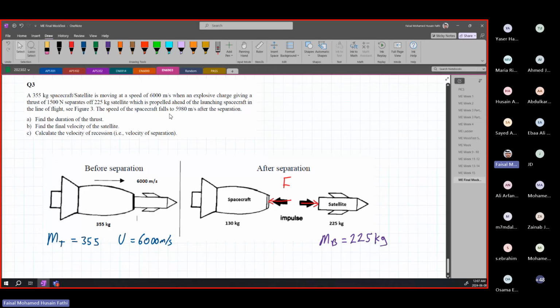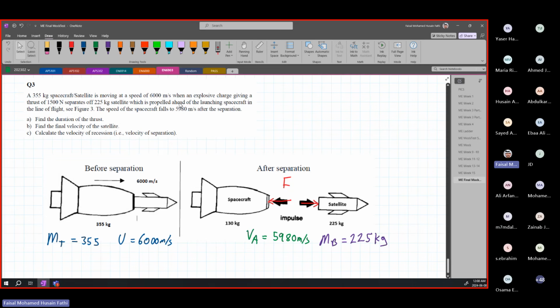The speed of the spacecraft falls to 5,980 meters per second. What does that mean now? It means we have our V, I will call this VA of the spacecraft, equal to 5,980 meters per second. And this is a positive value. Why? Because they didn't say that the spacecraft went into the opposite direction. They just said that it slowed down, from 6,000 to 5,980. That's all it did. It slowed down, but in the same direction.